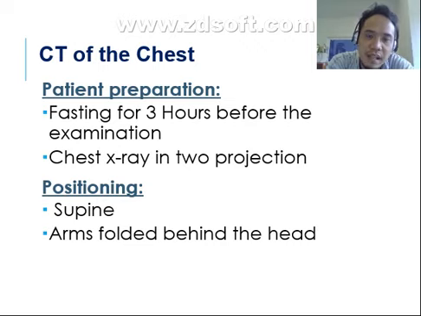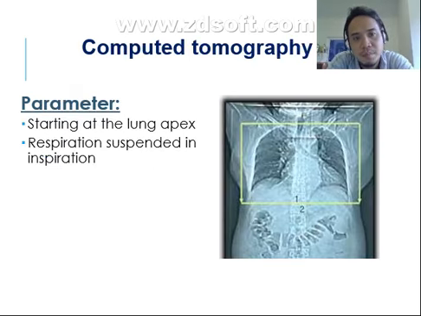A chest X-ray is preferred, with the patient having two views, the AP projection and the lateral projection. Positioning of the patient is supine with arms folded behind the head. So the patient should be positioned like this, supine, with the arms folded. Starting at the lung apex, and aspiration is suspended. Now the parameters.